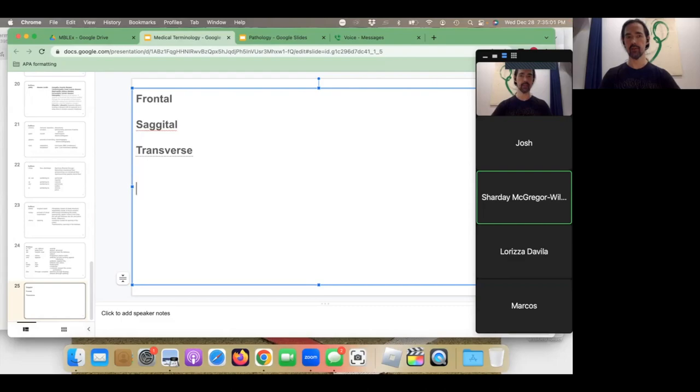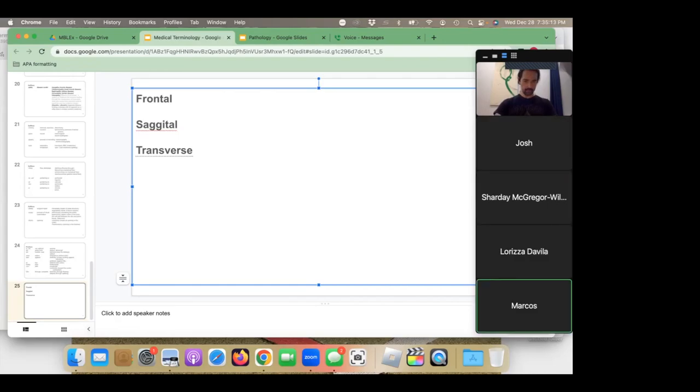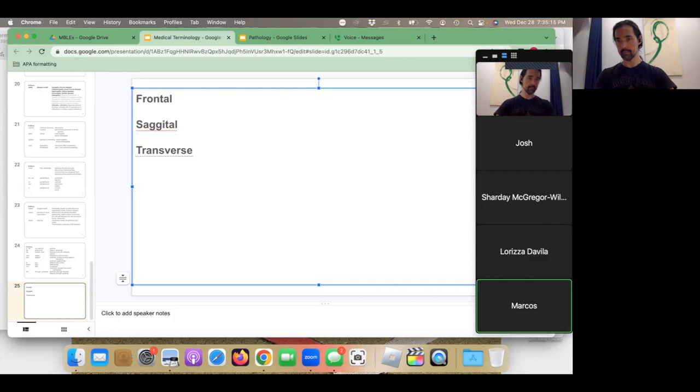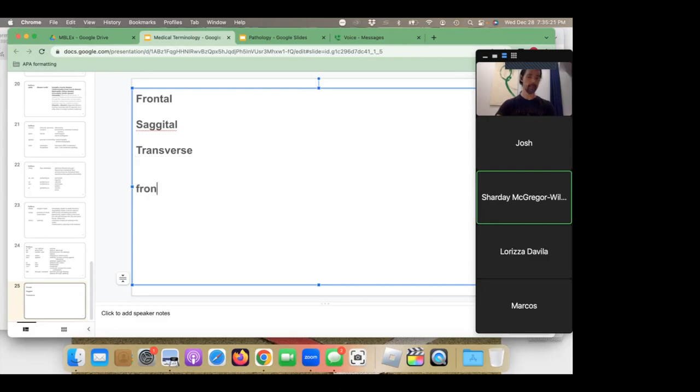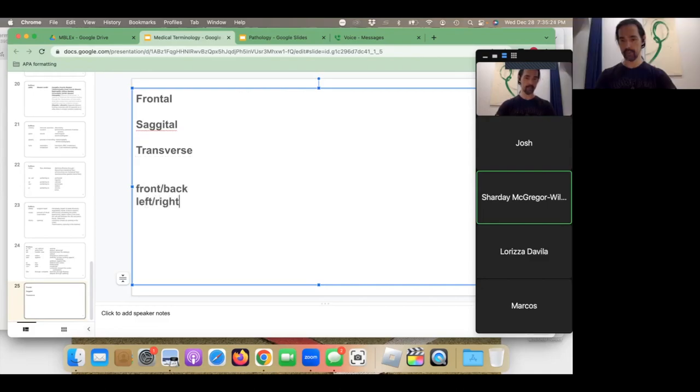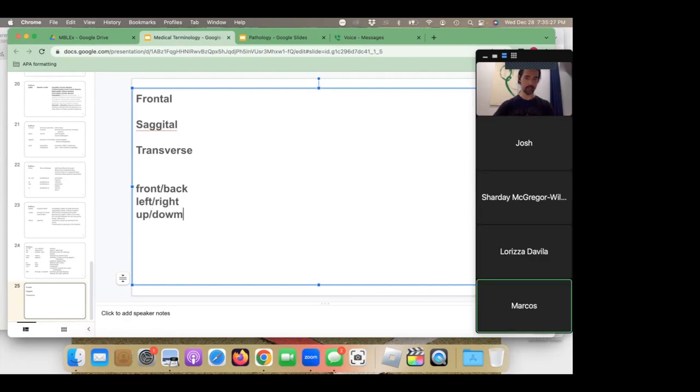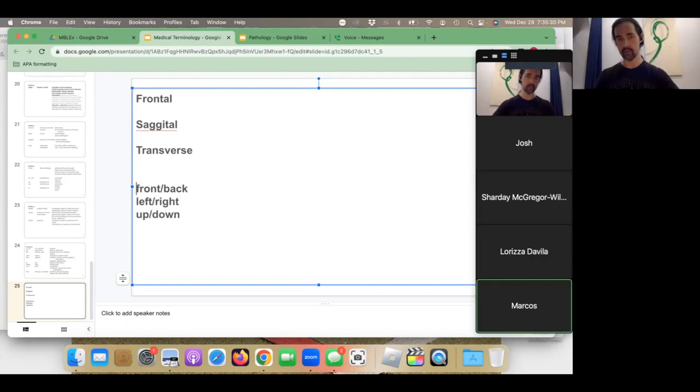Okay, and then what are some of the divisions, like up, down, left, right, front, back? Can you give me those? In pairs. Front, back, left, right, up, down. Okay. And put these in alphabetical order. Are these in alphabetical order already? Yes, they are. Okay, great. So remember, write all this out.